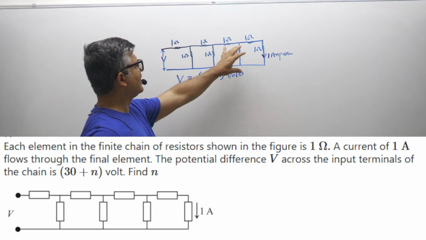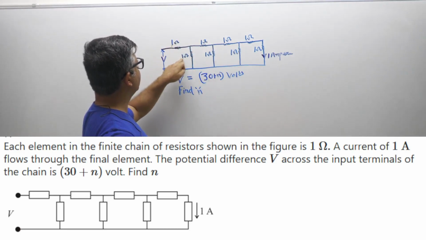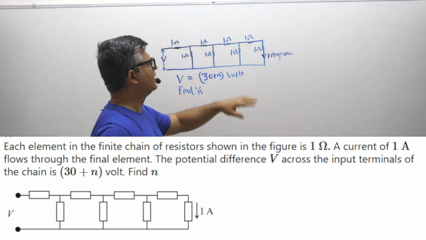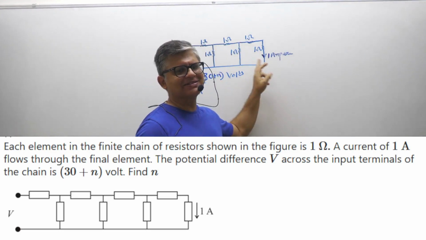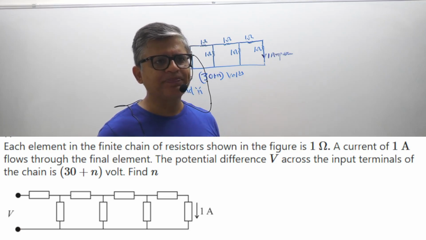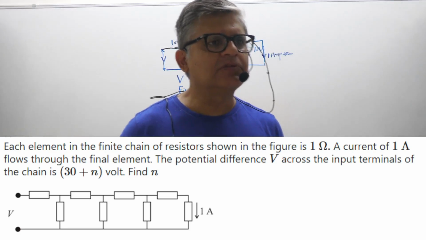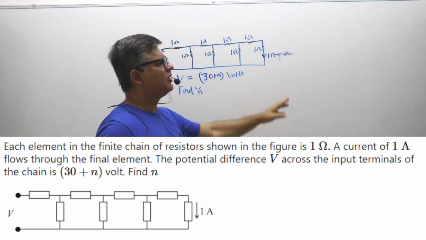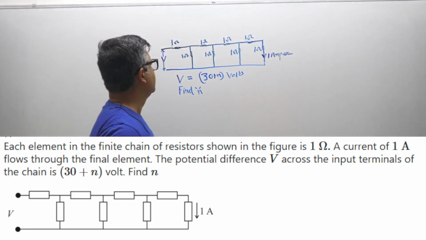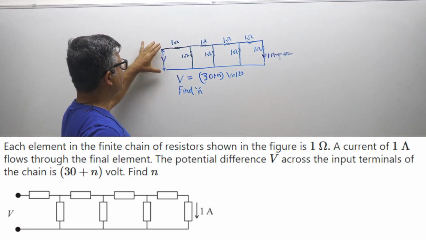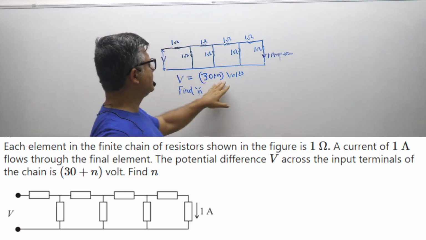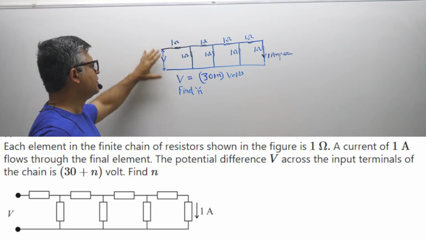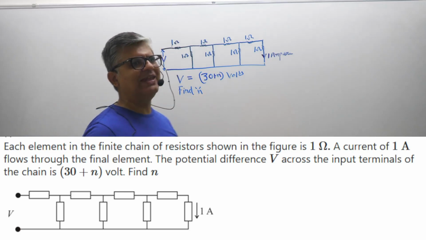So this is a finite ladder. Each element is a resistor of 1 ohm, 1 ohm, 1 ohm. The current in the final element, the last, is 1 ampere here. You have given that the potential you applied is 30 plus n volts. This could be a voltage source, for all you know. You have to find the value of n.